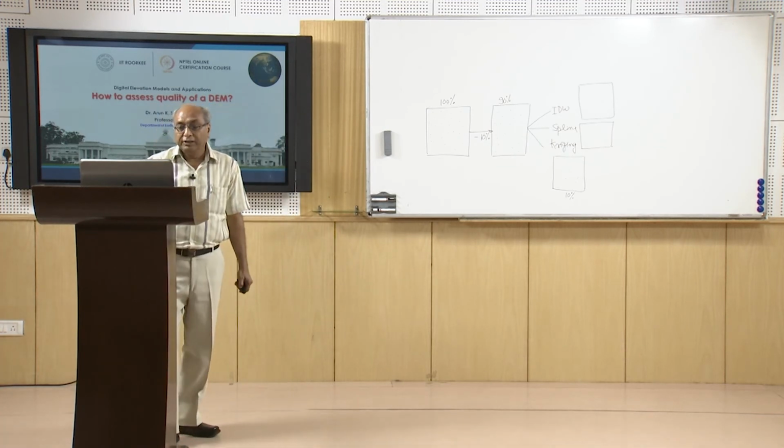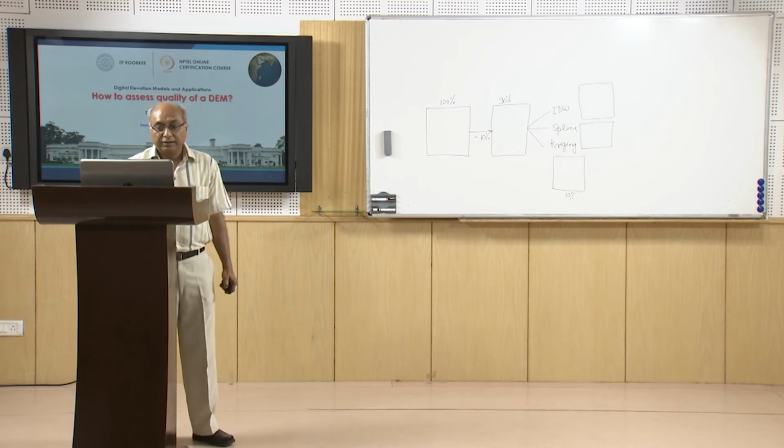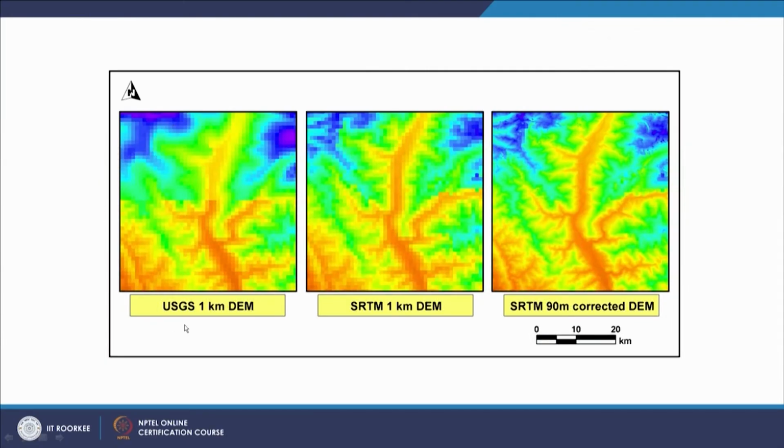But visually sometimes we do not see these errors, but if we zoom in, we may see these errors very clearly. This is a zoomed part. What we are seeing on the left image is the USGS 1 kilometer DEM, and here the seam can be seen very clearly.